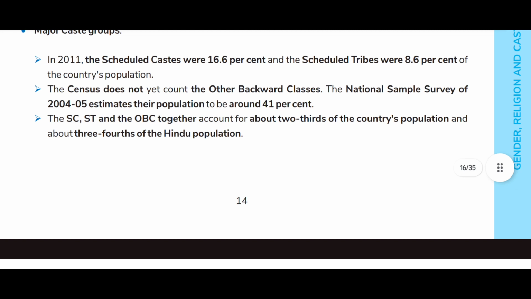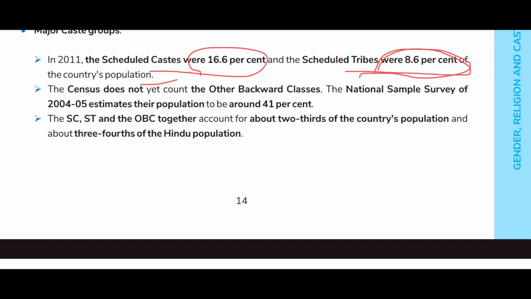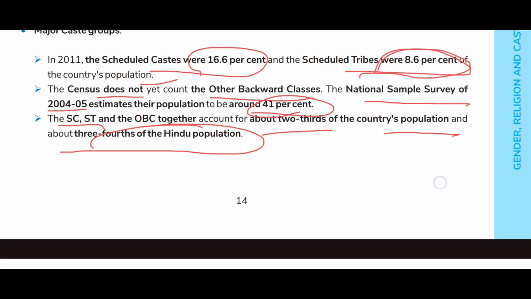Major caste groups. In 2011, the scheduled castes were 16.6% and the scheduled tribes were 8.6% of the country's population. The census does not yet count the other backward classes. The National Sample Survey of 2004-5 estimates their population to be around 41%. The SC, ST and OBC together account for about two-thirds of the country's population and about three-fourths of the Hindu population.